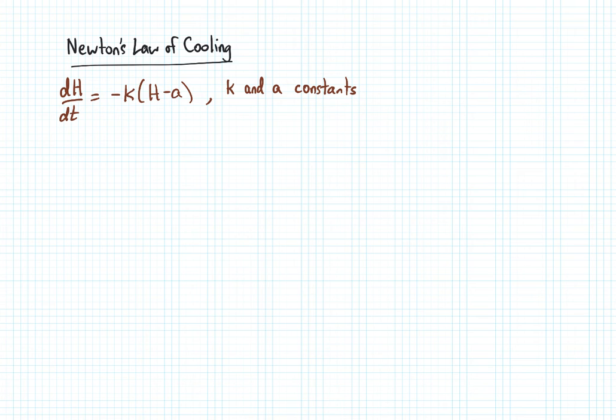But the main application that we would have in mind would be something where, say I have a hot cup of coffee, and then over time the temperature of the coffee cools to room temperature. What is the formula that describes the temperature as a function of time? So in this context, a would represent the ambient temperature, as in the temperature of the room. And this k doesn't have a simple interpretation.